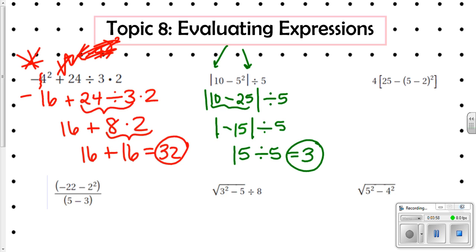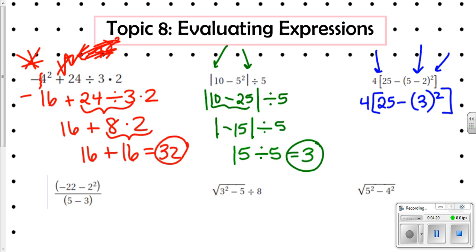Okay, moving right along. We have a lot of grouping symbols here, right? You always want to go to the innermost grouping symbol. So even though we have these brackets here, there are parentheses within those brackets. So we're going to start there. I'm going to leave the 4 there, leave the bracket, leave the 25, leave the minus, leave the parentheses. 5 minus 2 is 3.